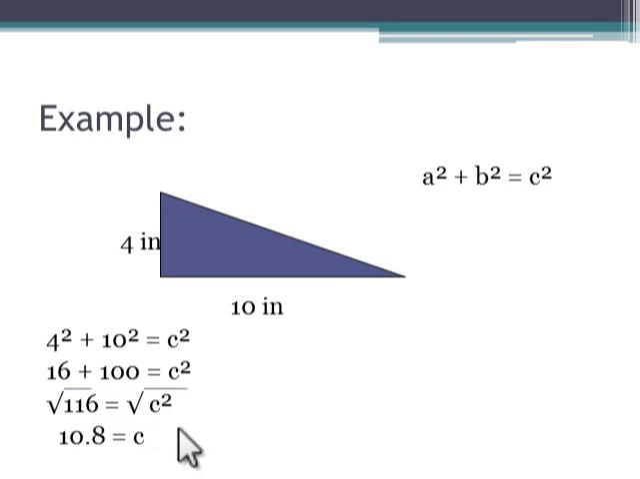If I take C and square it and then I unsquare it, I get C. And you will almost always, unless it's a perfect square, get a long decimal when you square root this number. We will, again, use our rule of thumb, rounding to the 10th, or 1 decimal place. So the square root of 116, we're going to go with 10.8. And this would be inches. So the length of this hypotenuse is 10.8 inches.